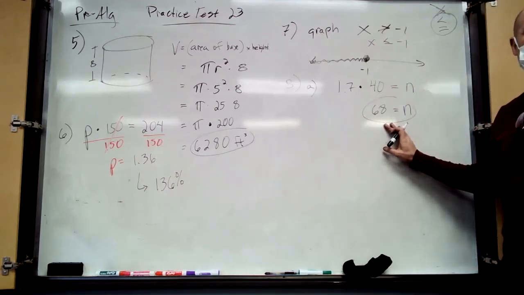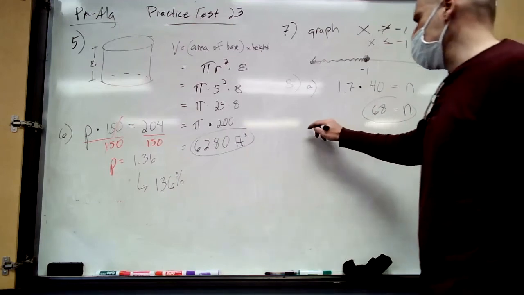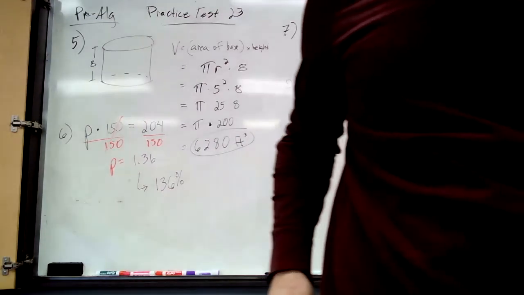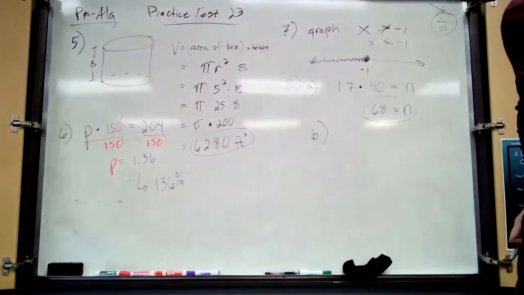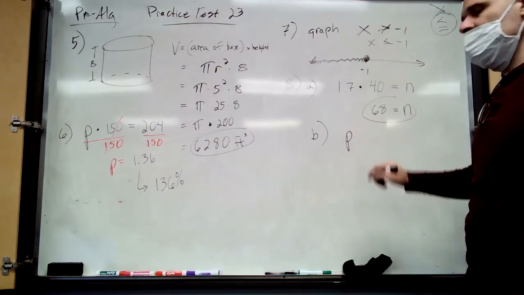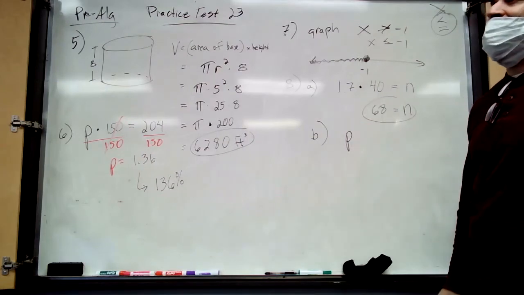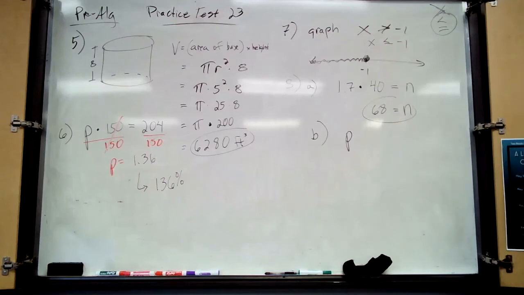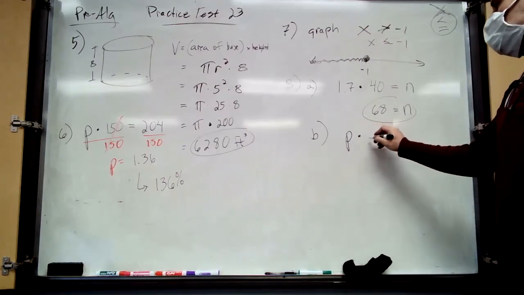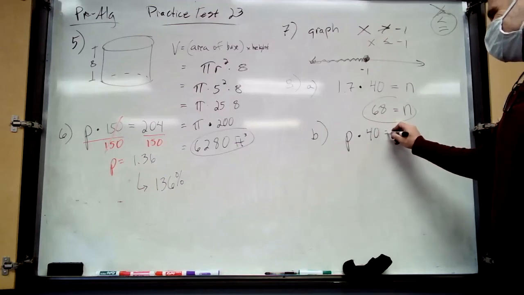Okay, are you guys okay with A? Yeah. All right, let's do B. How do you translate B? What percent of 40 is 72? P times 40 equals 72. Okay, one at a time. How do you translate what percent of 40 is 72? P times 40 equals 72.